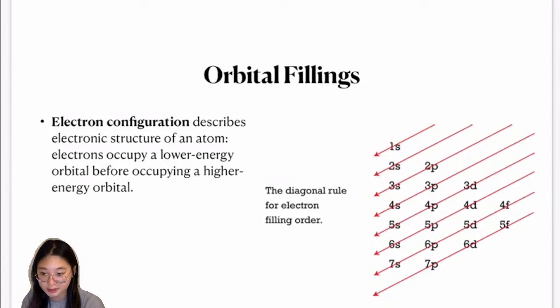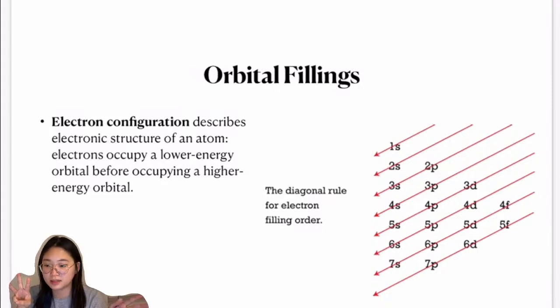And also for the SPDF, remember that for n equals 1, there is only one orbital s. For n equals 2, there are two orbitals s and p. For n equals 3, there are three orbitals s, p, d. Starting from 4, 5, 6, 7, and all the way up there, they have four orbitals, s, p, d, f, four subshells.